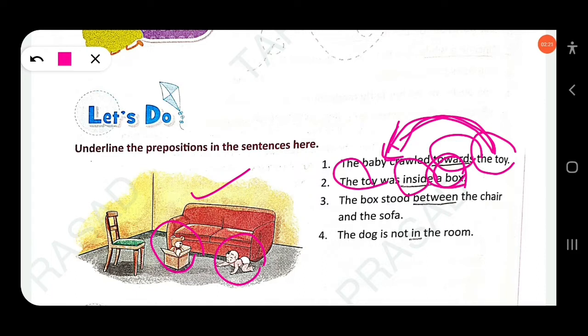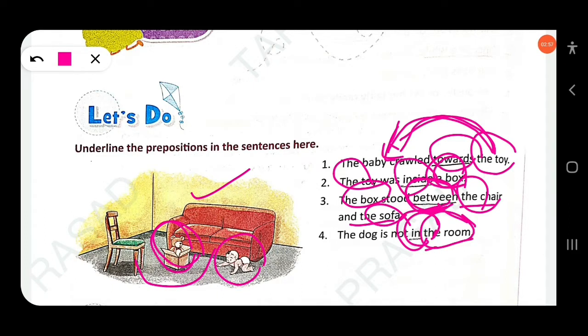Next: The box stood between the chair and the sofa. Here between creates the relationship of the box with the chair and the sofa. The chair and sofa are nouns, and the preposition is used before them. Clear? Then next: The dog is not in the room. Here the room is a noun, and in creates the relationship between the room and the dog. Clear?